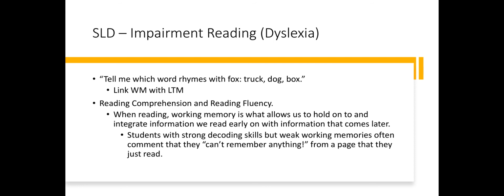Students really need strong decoding skills in order to remember what they've read, to hold on to the different characters, and then be able to proceed with what they're reading. So we can see with impairment in reading, this working memory is really important for things like reading comprehension and reading fluency, being able to hold in mind and then manipulate that information.